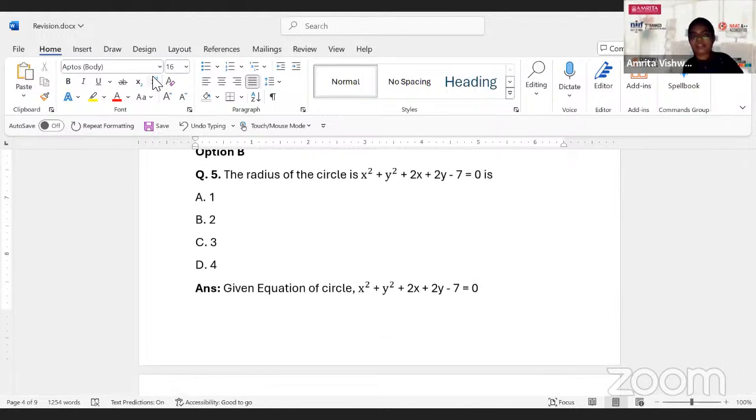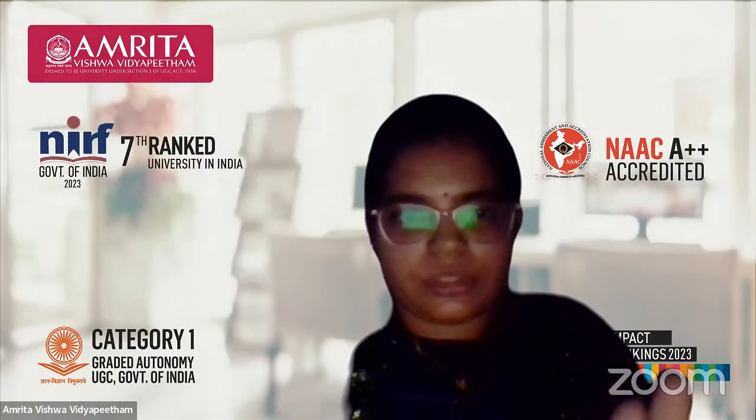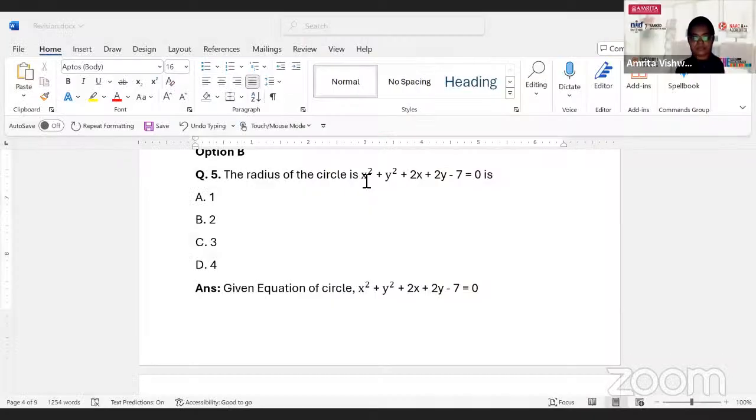The radius of the circle. This is also just the application of the very basic general formula that you have studied. Oh, I'm sorry, I think I have stopped sharing screen. Okay. The radius of the circle x square plus y square plus 2x plus 2y minus 7 equal to 0.